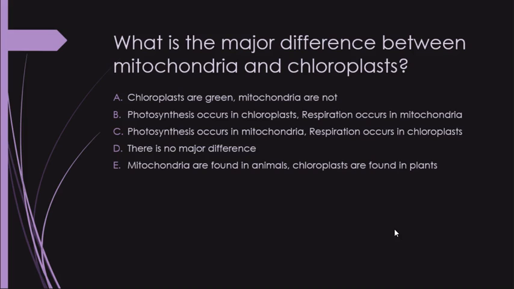Well, it turns out that there's actually different colors of chlorophyll, so A is kind of right out. Photosynthesis does occur in chloroplasts. Respiration does occur in mitochondria. So B is correct, C is wrong. That's a huge difference, so D is wrong. And we know for E, mitochondria are found in plants and animals.